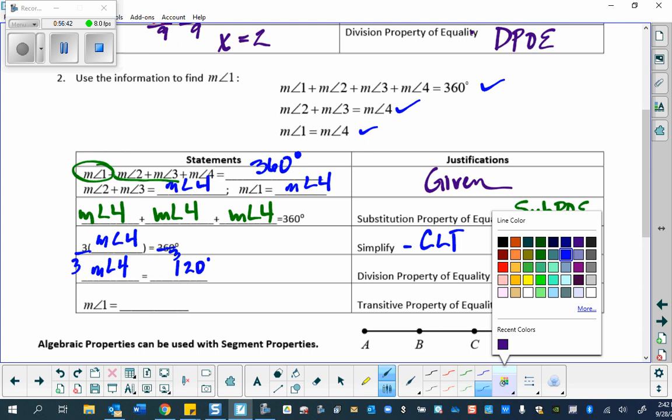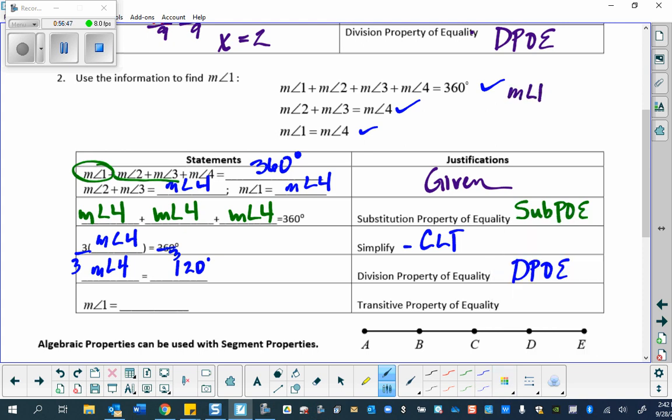Now here's the interesting thing that I want you to see. Up here, I said that the measure of angle 1 is equal to the measure of angle 4, and I just found out the measure of angle 4 is equal to 120 degrees. My question for you is, do you see your common link? So what is the measure of angle 1 equal to? It's going to be equal to 120 degrees, and we can go ahead and call that the transitive property of equality, told me so.